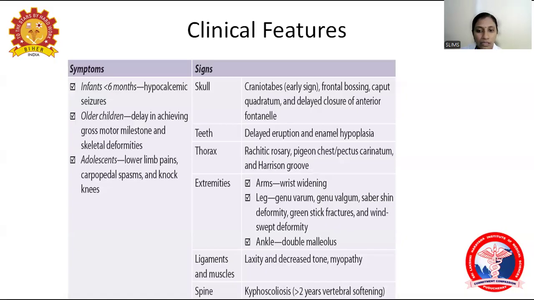And the spine: just like the head showed softening, craniotabes, if there is vertebral softening for more than 2 years, it will also cause kyphoscoliosis. Forward bending is kyphosis and lateral bending is scoliosis.